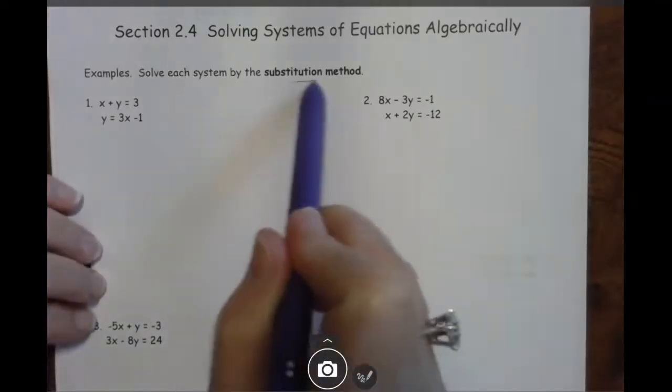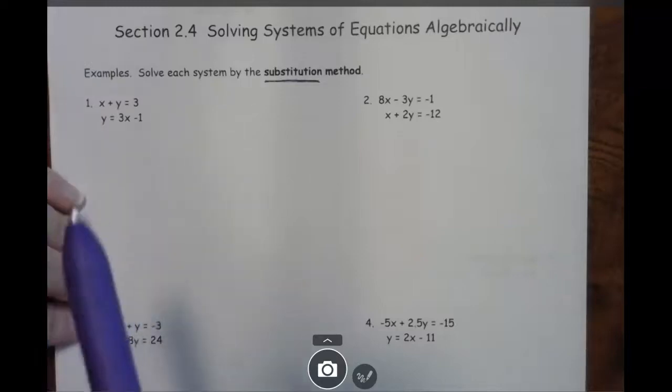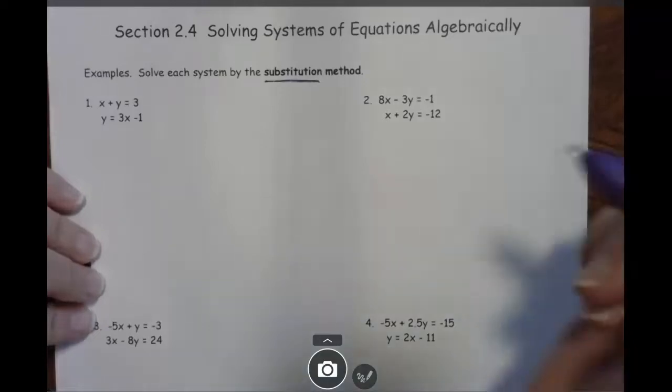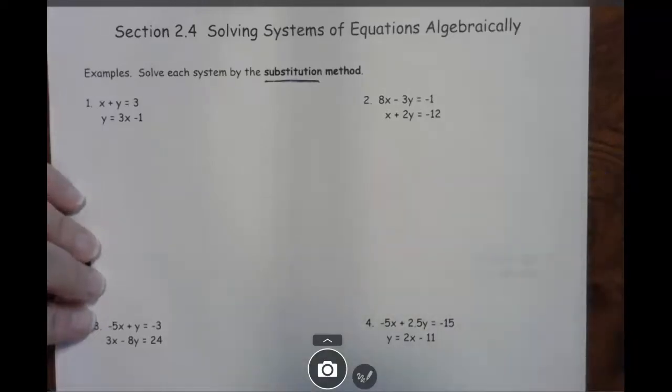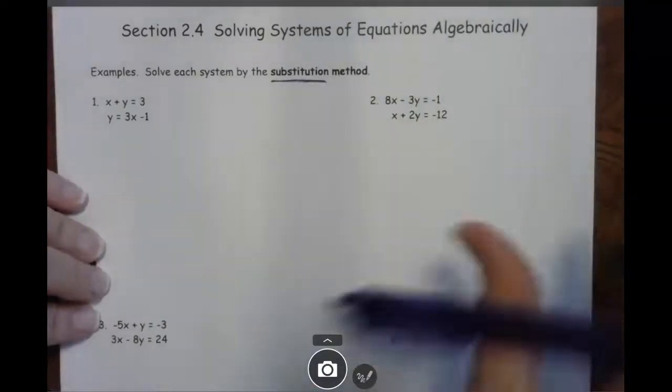So we're going to be solving systems using substitution. And we've used substitution several times. And remember, substitution is where we make an equivalent substitution into a problem, kind of like two $10 bills equal a 20. So that's when we can use substitution.